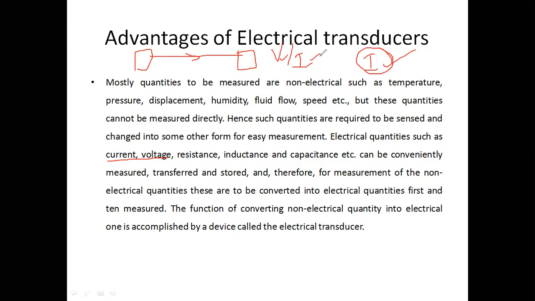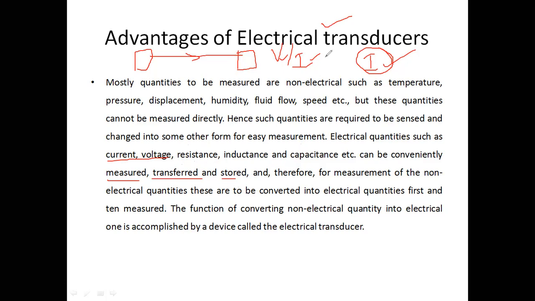So here, if I want to transfer, I can transfer electrical signals very easily, and I can store them. I can store the digital data, and it is very easy to measure conveniently. So these are all the advantages for me if I use electrical signals or electrical transducers or electronic transducers.